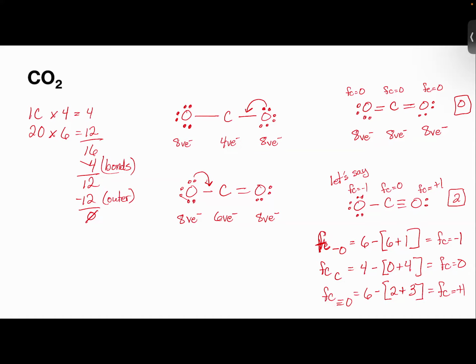So this is definitely the structure that we would report because number one, it meets the octet rule, and number two, the formal charges have been minimized and are as close to 0 as possible. So this structure will not exist because it has a high formal charge.